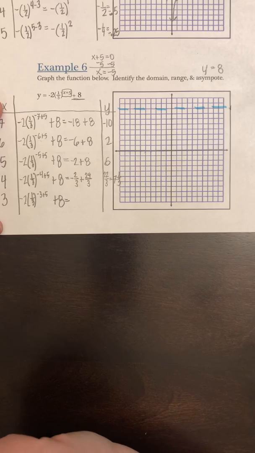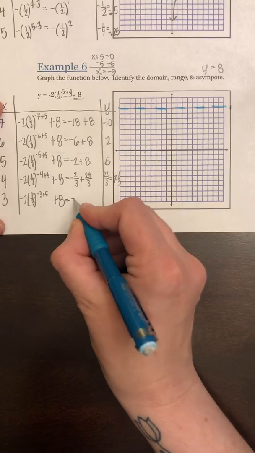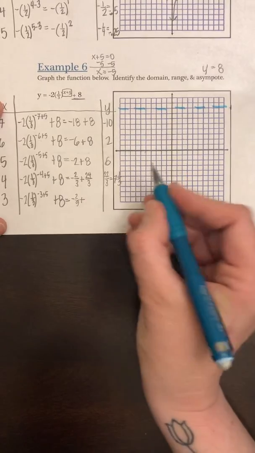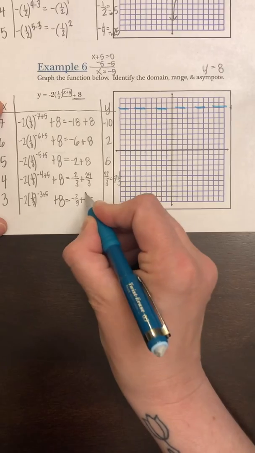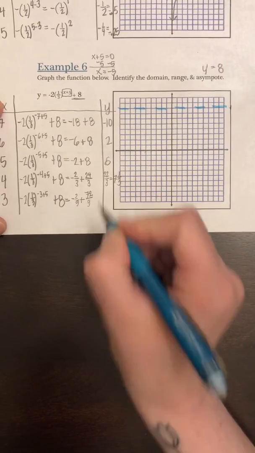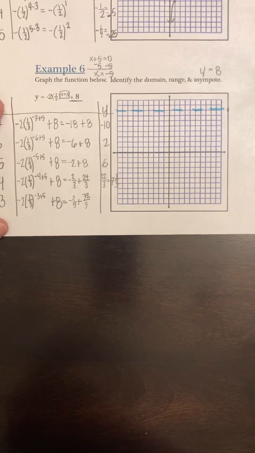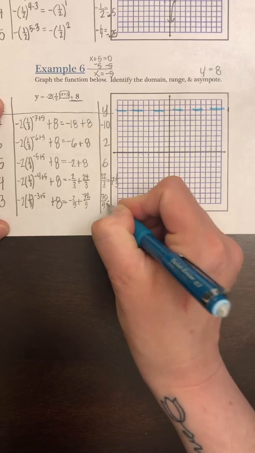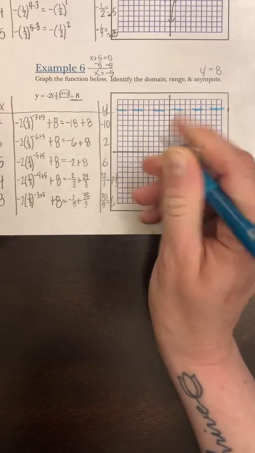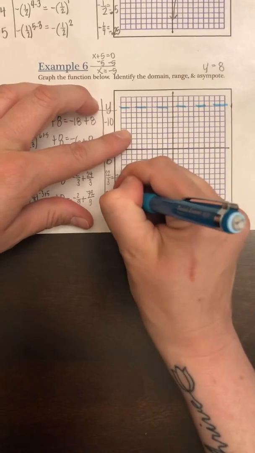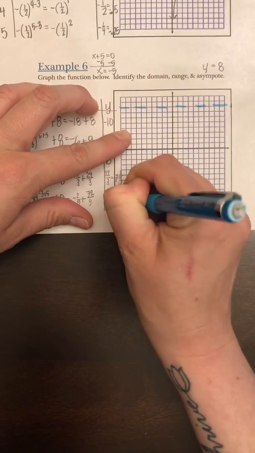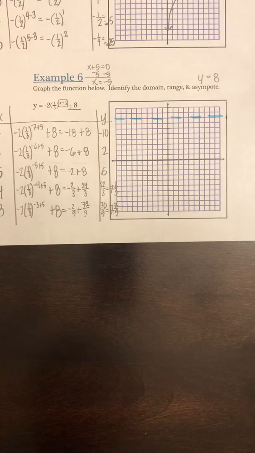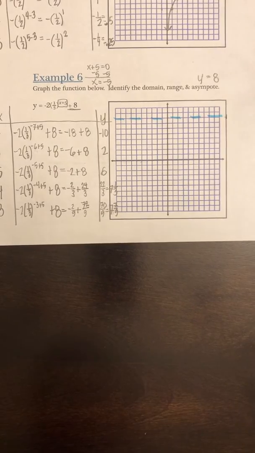All right, last one. Negative 3 plus 5 is 2. 1/3 to the second power is 1/9. Negative 2 times a ninth is negative 2/9. I want to add it to 8, but I need a common denominator, so I'm going to turn 8 into 72/9. Negative 2/9 plus 72/9 is 70/9, which would turn into, wrong number, 7 7/9. And your calculator would probably give you 7.777777777. Yeah, that would be it.